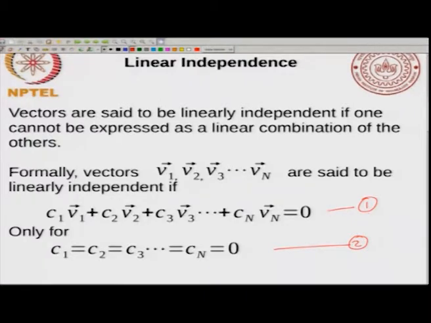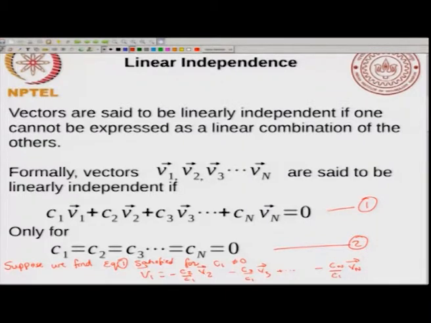Now suppose we find equation 1 satisfied for c1 not equal to 0, and maybe some of the others are also not equal to 0. Then I can take v1 to the other side, and I can write v1 is equal to minus c2 by c1 v2, because I can divide by c1 as it is not equal to 0, minus c3 by c1 v3 and so on, minus cn by c1 vn.